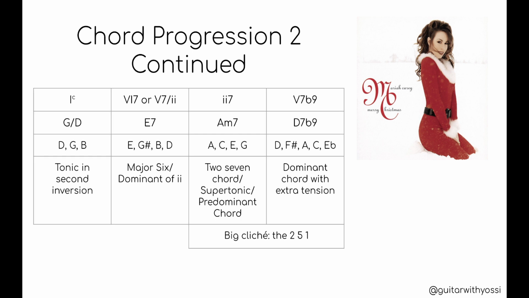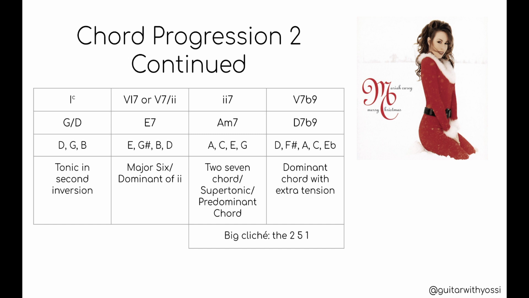So that takes us back to the G, our tonic triad in second inversion. Then we have this interesting chord here, an E major resolving to the A minor 7, and then the D7 flat 9. Okay, so our tonic and second inversion, that's pretty easy. That's just a G chord with D in the bass.